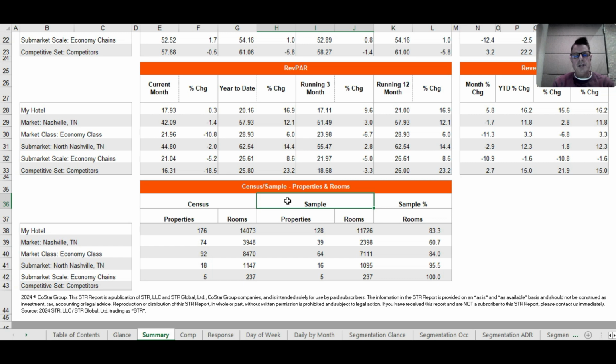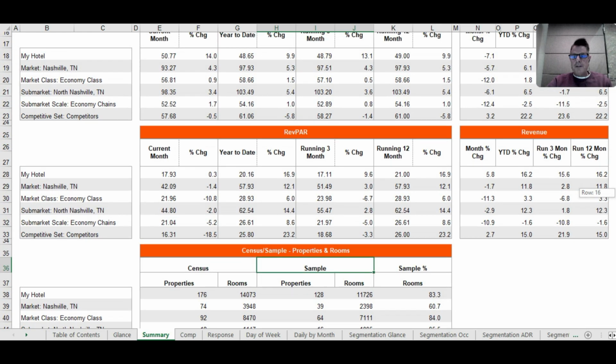Obviously, they can't compare you against properties that are not reporting to STR, but they show you how many properties are actually in the city, and then how many are actually reporting to STR. It kind of gives you an idea of if there's a large amount of properties maybe in your submarket or in your area that are not reporting to STR. And it shows you on a sample basis what percentage of those hotels is actually reporting to STR. Okay, so a good area to note. And that is pretty much about it for this video.